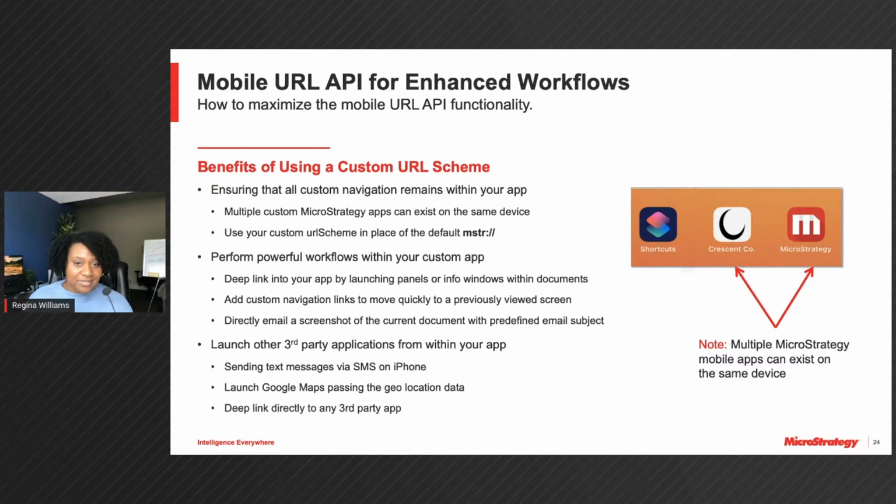default MSTR URL scheme. Other benefits that it brings, it allows you to perform deep linking activities within your own app. You can launch panel stacks, you can launch info windows. You can also define custom navigation to go between your documents in your application, as well as go back to previous screens. You can even do things with third party apps. For example, you can send a text message if you're using the mobile app on your iPhone, and also open up Google Maps and send a specific location to go to. Okay, next slide.